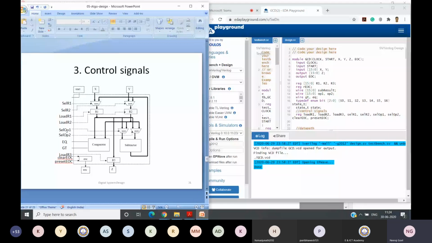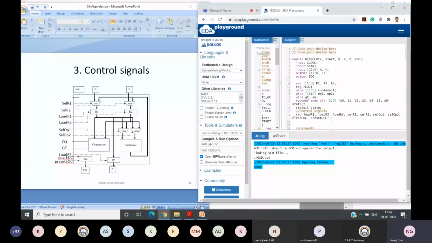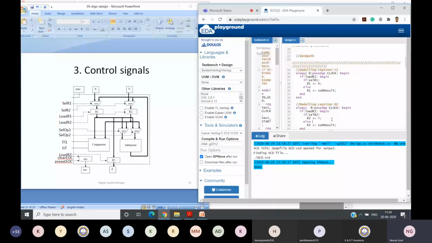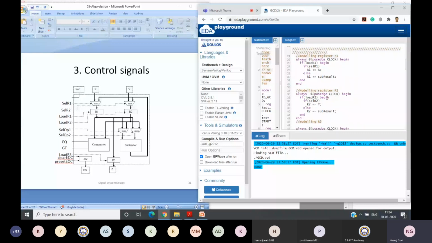Now the data path part. In the data path, there are 3 registers. I'm using always at posedge clock so that these are implemented like a register, and based on the selection value, based on the load R1 value, the correct thing will go and be stored in these registers. This is how we will model register R1, register R2, and register R3.